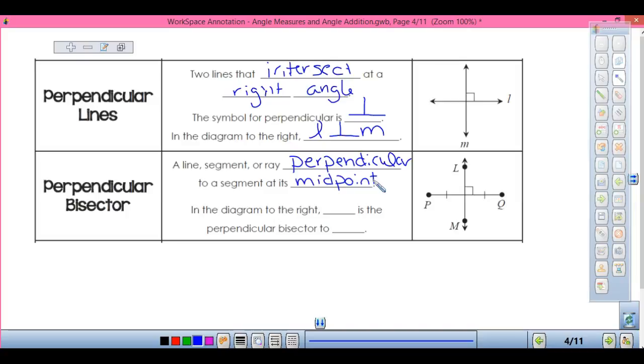Okay, so what is my perpendicular bisector over here? What's the name of that line? How do I name this line? LM is the perpendicular bisector to, how do I name the other line? P2. There you go. Okay, because LM intersects this line, it forms a 90-degree angle. And remember that these little dash marks mean that those two lines are congruent. Right? Alright.